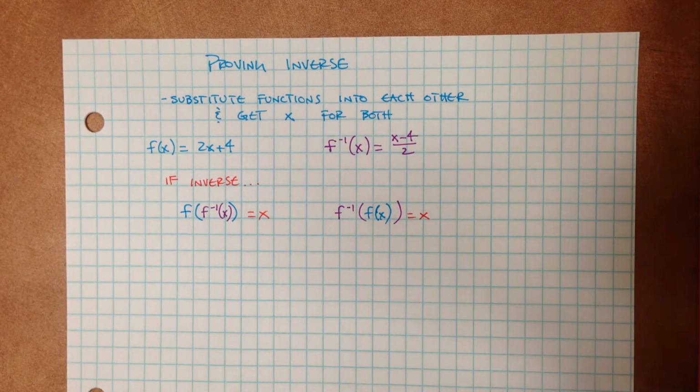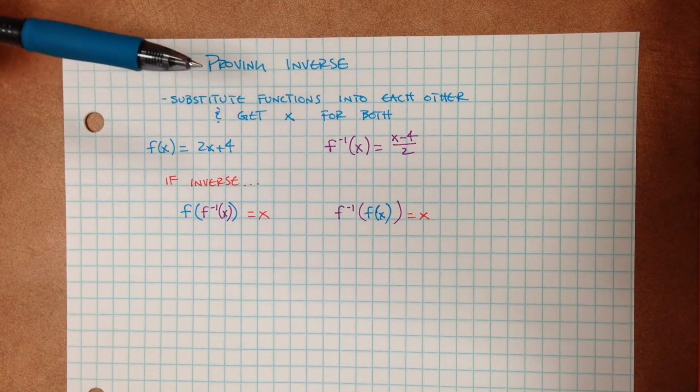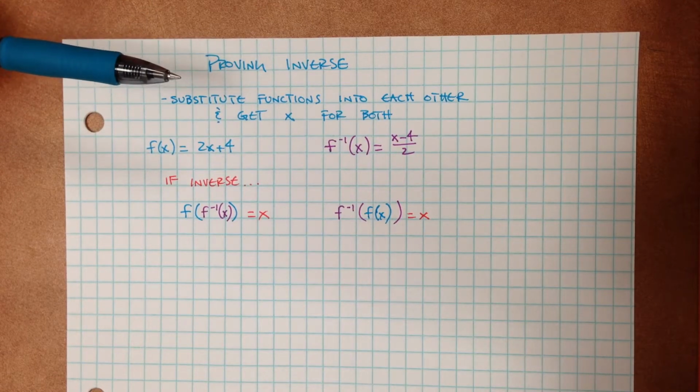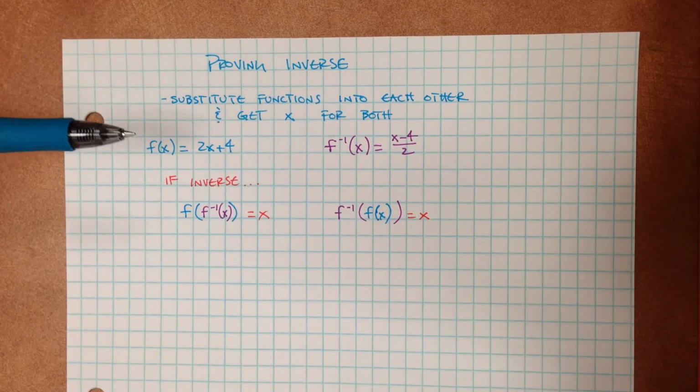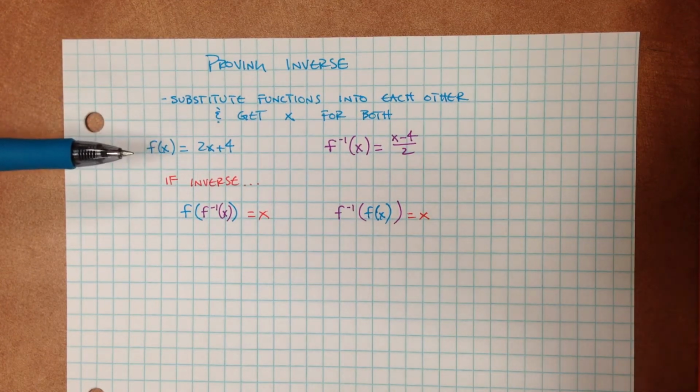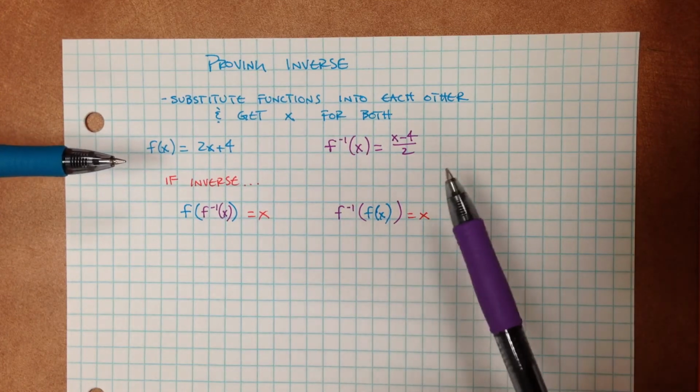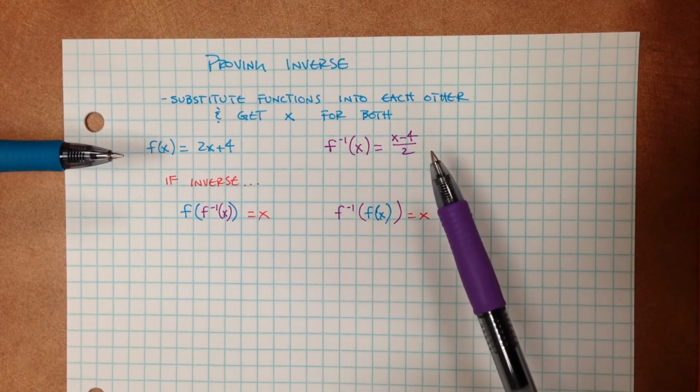We're going to talk a little bit about proving that two functions are inverses. So to prove that two functions are inverses of each other, we need to substitute the functions into each other and get x for both of them. So if I had two functions, let's say f of x equals 2x plus 4, and we had f inverse of x equals x minus 4 over 2.